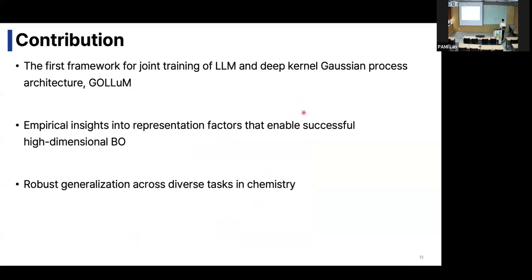To summarize the contributions, the authors propose GOLLuM, the first framework for joint training of an LLM and a deep kernel Gaussian process architecture. Through extensive experiments, they provide insights into the representation factors critical for successful Bayesian optimization. Finally, they demonstrate strong generalization performance. Even when trained on a single data set, GOLLuM consistently performs well across various benchmarks.